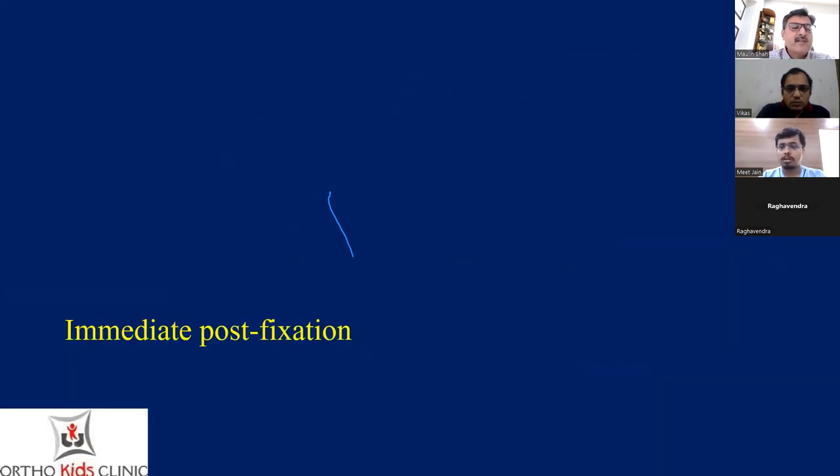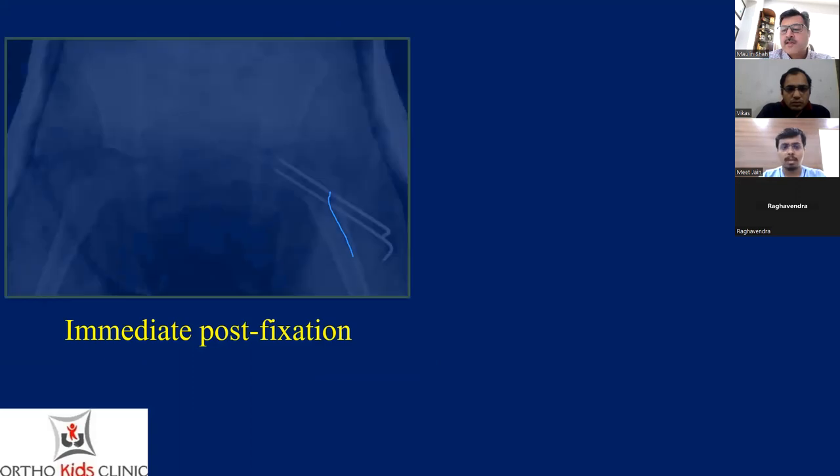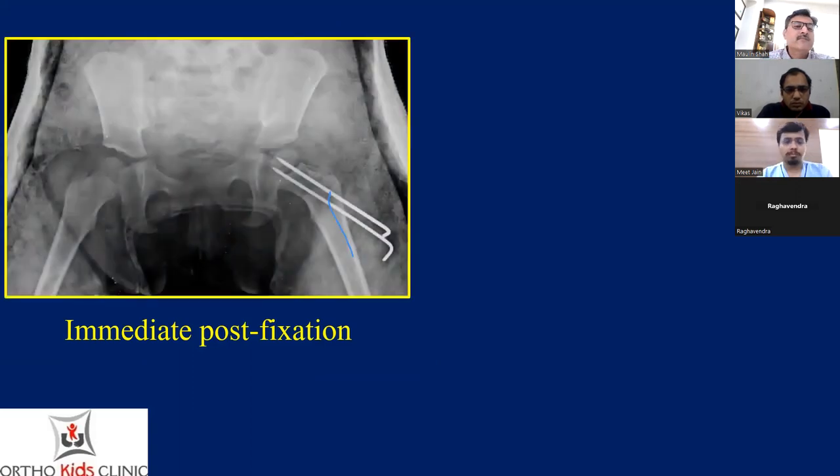So we decided to show the immediate post-fixation. We went ahead and fixed the neck of femur with 2 K-wires percutaneously, and we tried to gently maneuver the symphysis under traction. This is what we could achieve, and we applied a hip spica.